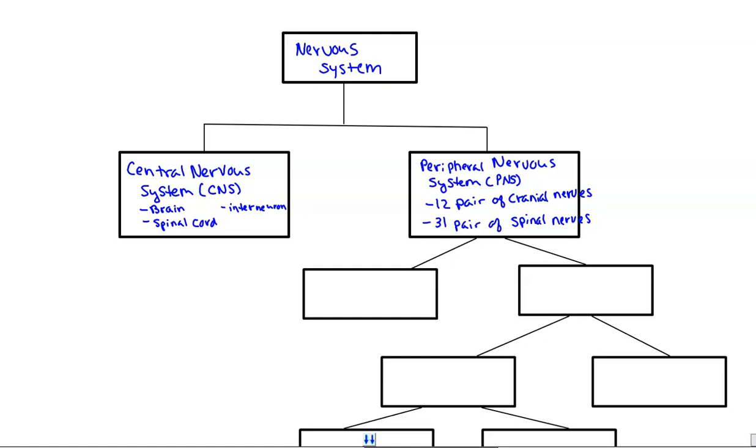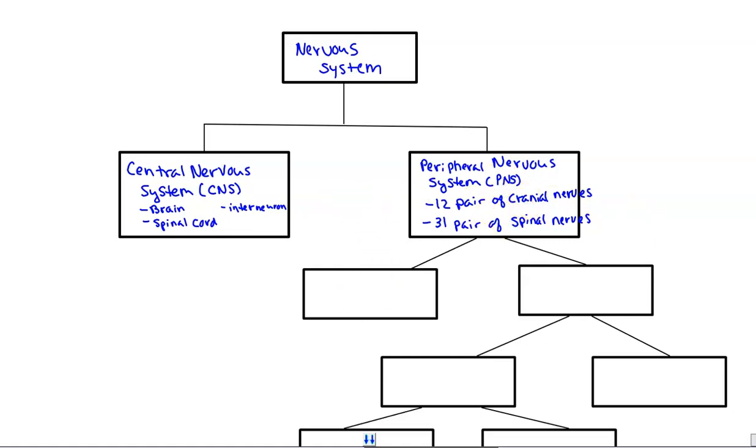Your peripheral nervous system is anything that may start in the brain but goes out to the rest of your body. The peripheral nervous system, which we're going to label as PNS, includes your cranial nerves. I know it says cranial nerves, which makes you think brain, but they actually come out of the brain region and go to other parts of your body. We will be learning these 12 cranial nerves. And then you have 31 pairs of spinal nerves that leave the spinal cord and move on.